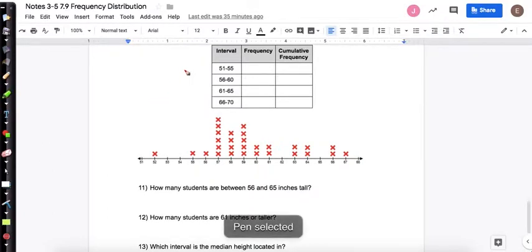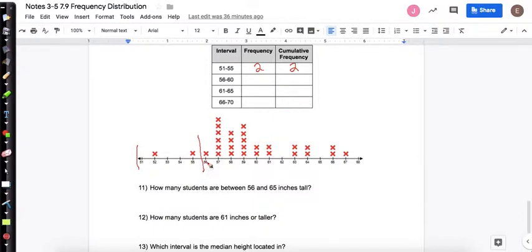All right. So what we have to do is look at the interval of 51 to 55 and then tell the frequency. Now to read a line plot, there's 1 at 52, 1 at 55, 1 at 56, 3, 4, 5, 6 seventh graders that have a height of 57 inches, 4 that have a height of 58, 5 that have a 59, and so on and so forth. So the first interval is 51 to 55, so we're going to look in this spot here, 51 to 55, so I see 2 x's, so the frequency is 2.